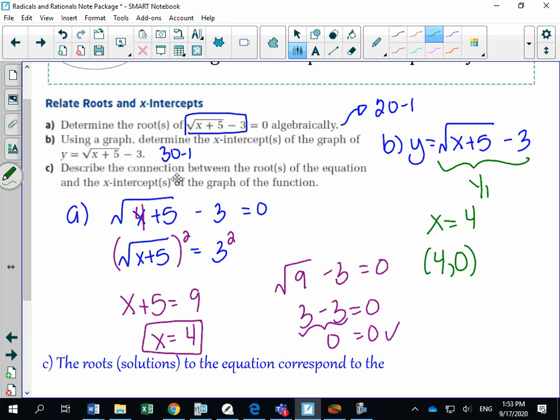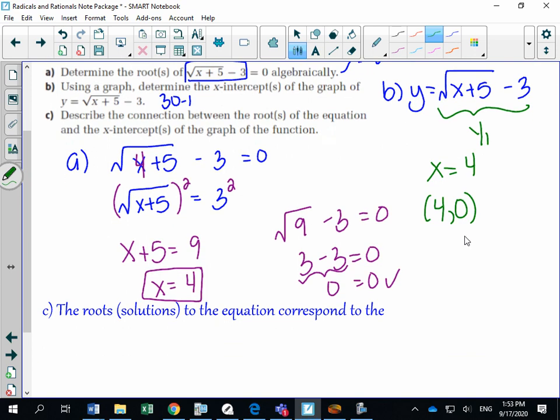C says determine the connection between the roots of the equation and the x-intercepts of the graph of the equation. So for A, we did the root of the equation and we got x was equal to 4, right? In B, we did the x-intercept of the equation, which is the same thing as the 0, and we got x is equal to 4. So what C is sort of asking is, well, what's the relationship between the root and the x-intercept?